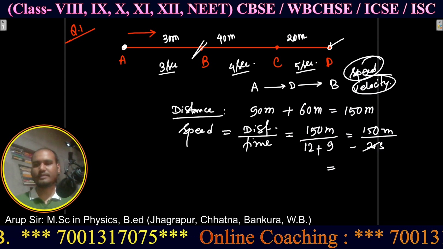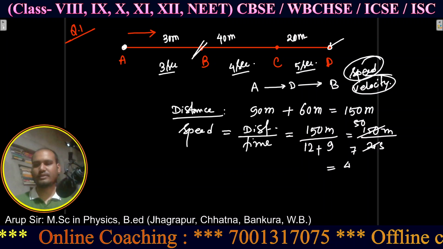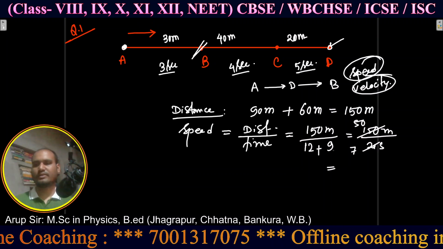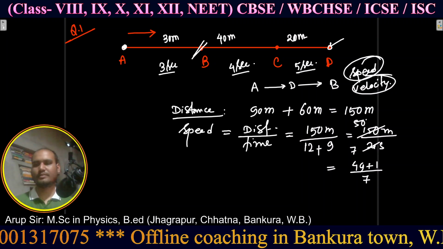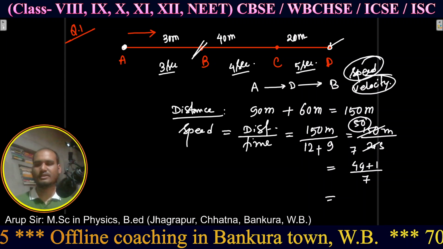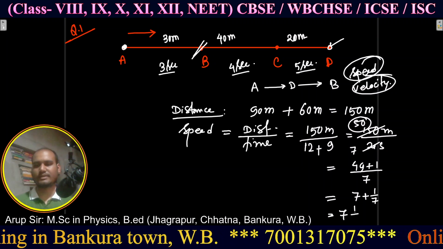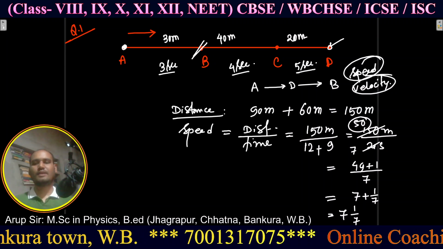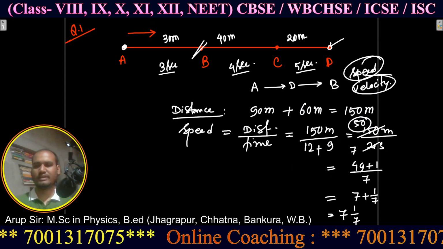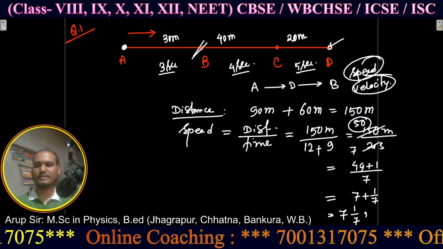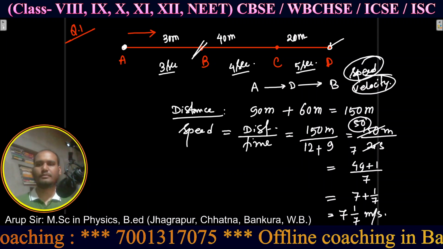So you can cancel it by 3. It will give you 7, and it will give you 50. So 49 plus 1, you can write, because 50 is 49 plus 1. So 49 by 7, plus 1 by 7. Now 7 plus 1 by 7 means 7 complete 1 by 7. So we are getting 7 complete 1 by 7. So this is the speed, and in decimal terms you can convert it, no problem. Now what about velocity?